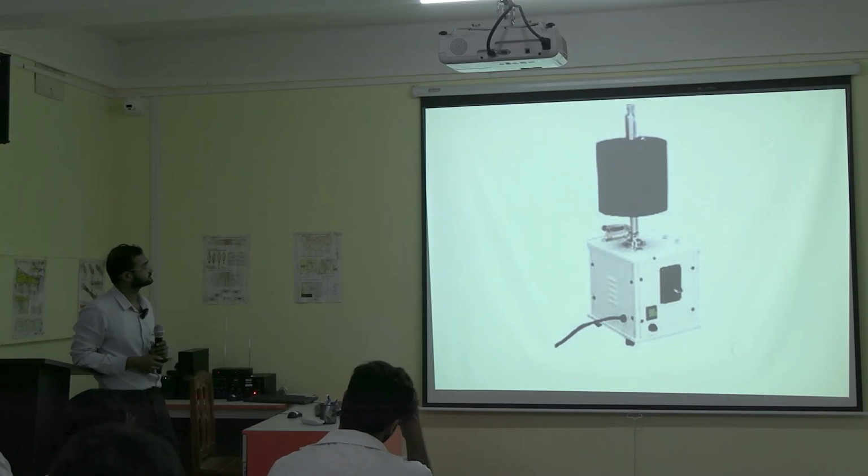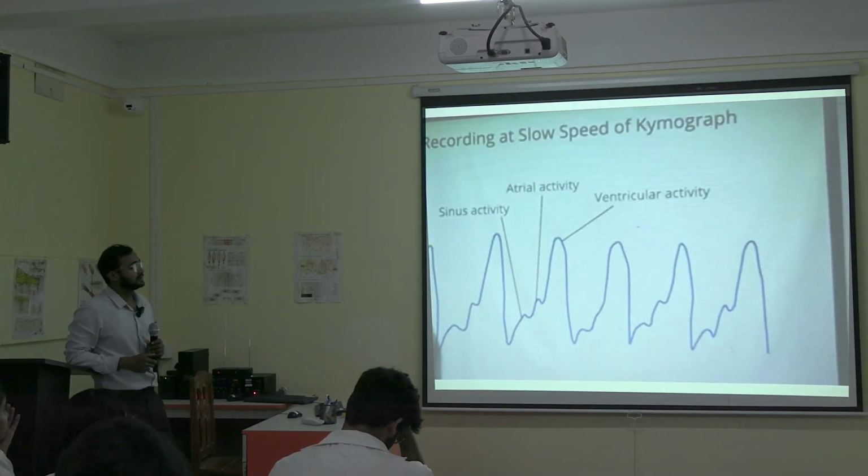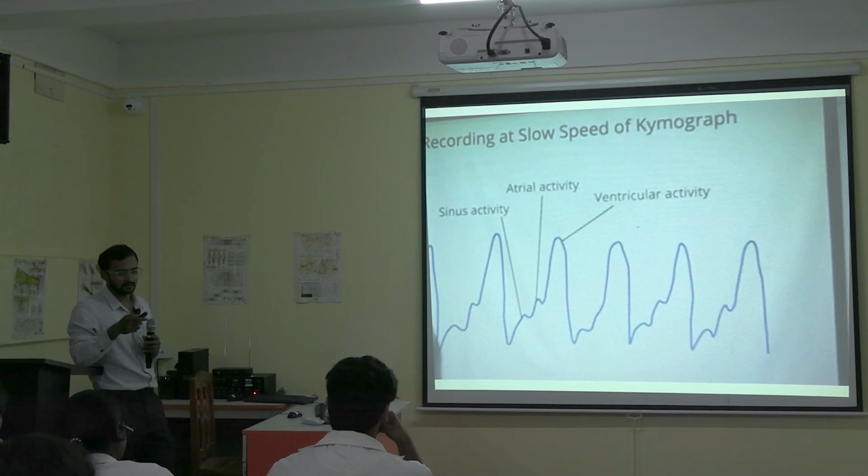So how will the graph look? This is known as a cardiogram. We will keep the kymograph at low speed, 2.5 mm per second, and then we will start our experiment.